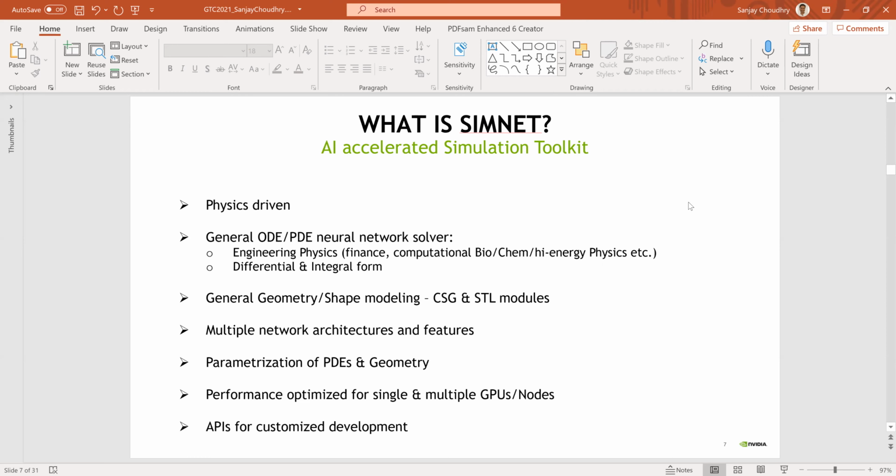And of course, no discussion at NVIDIA is ever complete without a discussion of performance, where we have done a lot of work, both for single GPU as well as multiple GPUs and nodes. And I'll come to that in one of the slides later on. If you adopt SimNet as a platform to do your own research and your own development, then you get all these things that you don't necessarily have to worry about, in terms of performance, physics, and geometry.